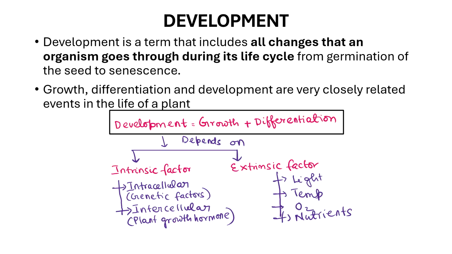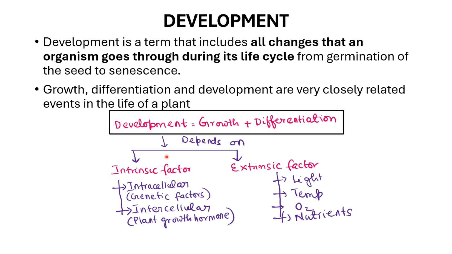Let's move on to the next part, that is development. We already have discussed that development refers to all the changes that a plant or any organism undergoes throughout its life cycle. That is, from germination until the death of the plant, whatever changes it undergoes, it refers to development. So essentially that means development will comprise of growth or increase in the protoplasmic content, as well as differentiation, that is specialization of the plant cells to perform specific function, right?